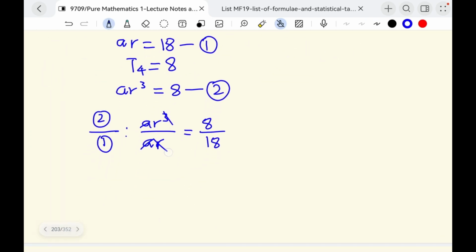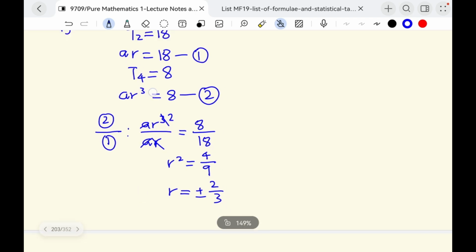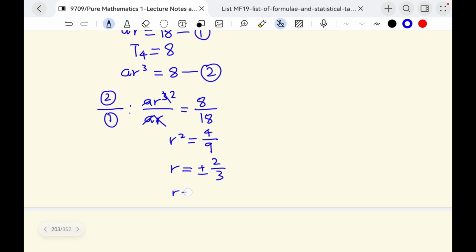So cancel it to get R squared is equal to 8 over 18. You can also simplify 8 over 18 as 4 over 9. So take the square root on both sides. So we get plus or minus 2 over 3. But since R must be positive, R is 2 over 3 as your final answer.